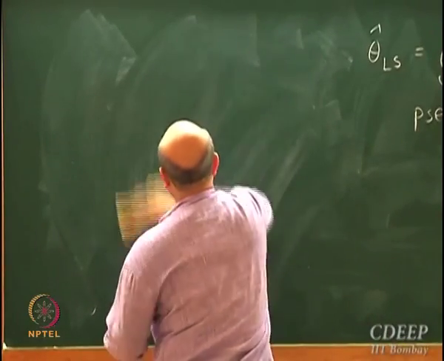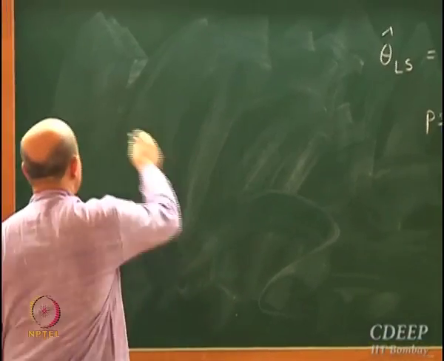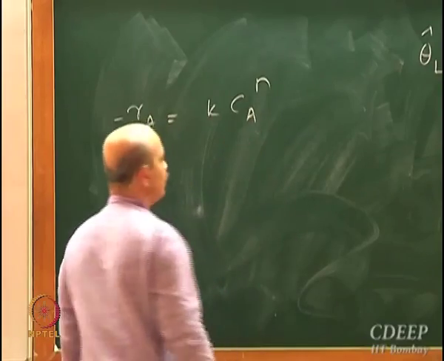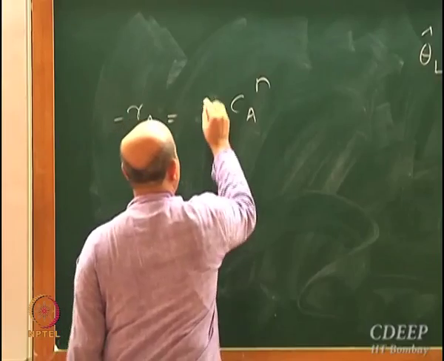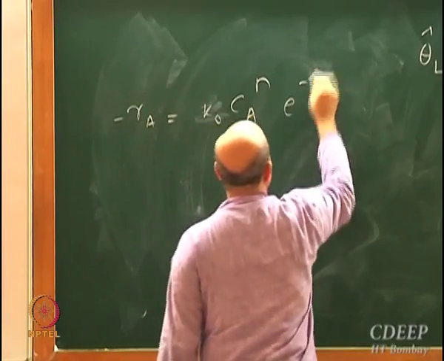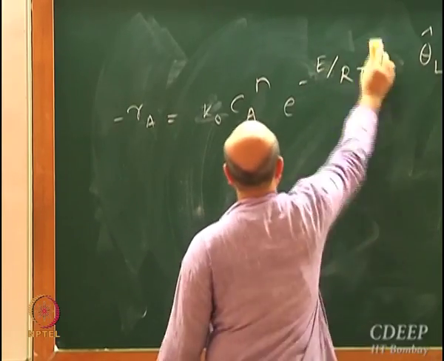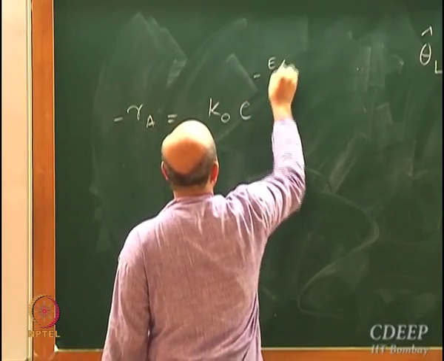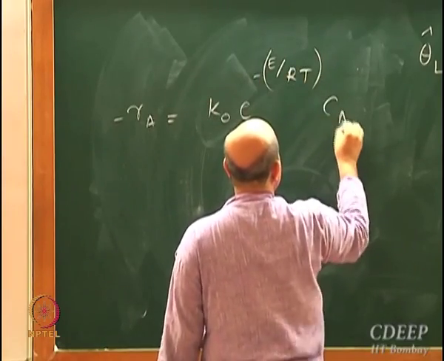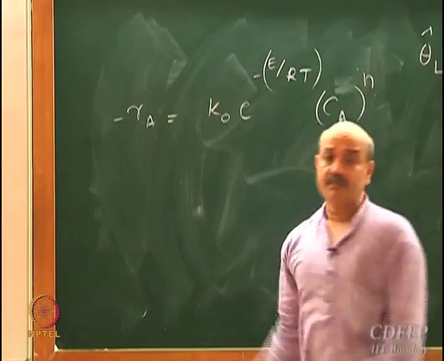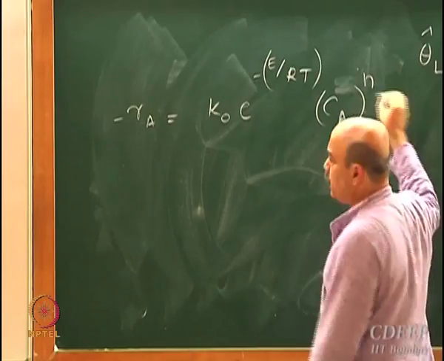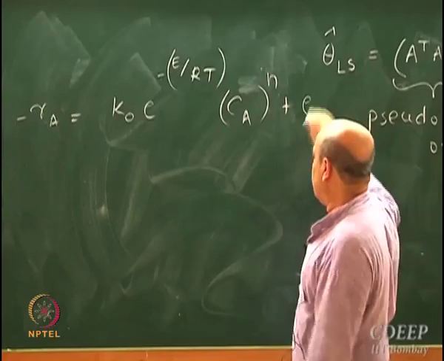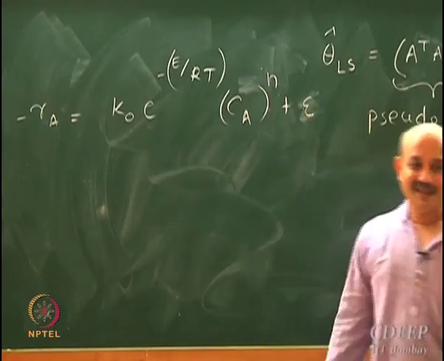I'm carrying out some reaction and I want to estimate the kinetics of the reaction. So I have minus Ra is equal to K naught e to the power minus E by Rt into Ca to power n. This is my model. Actually, I should write this model with an error here, because this may not be an exact model. We are proposing this model. It's an approximate model. So, strictly speaking, we should write an error, say epsilon, and don't confuse it with E here. E here is exponential.